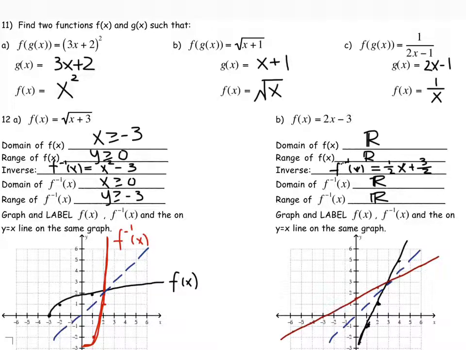For the inverse function, f of negative 1 does not mean that it's being raised to the negative 1 power. It means that it's finding the inverse function of f of x. So the inverse function is x squared minus 3. Domain is going to be x greater than or equal to 0. Range is going to be y greater than or equal to negative 3.